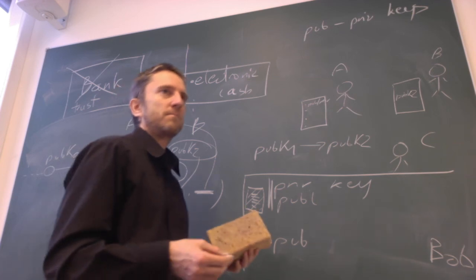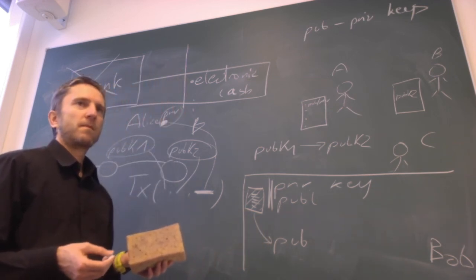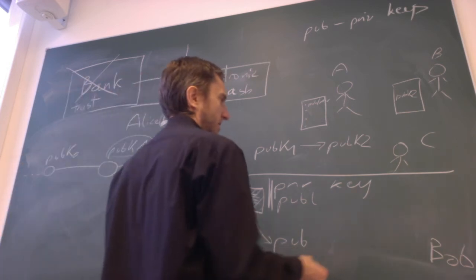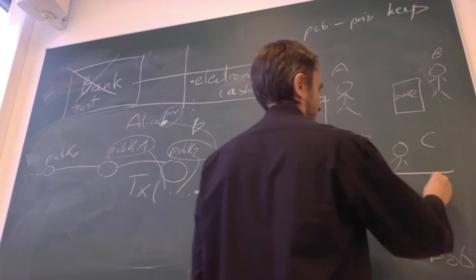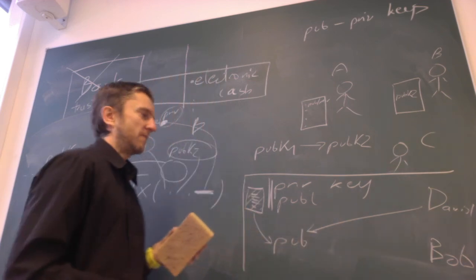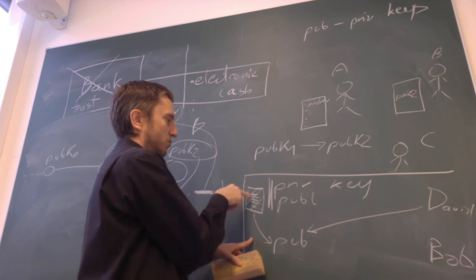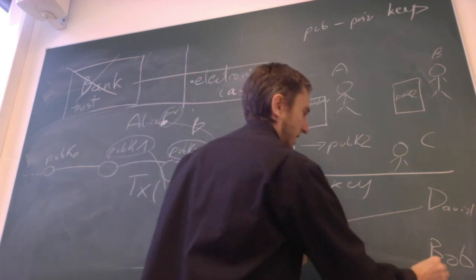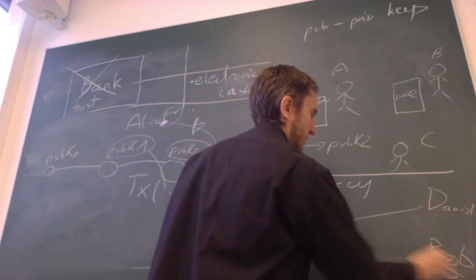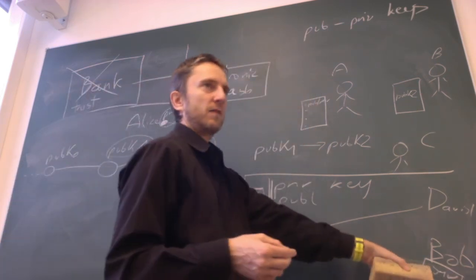One question. For example, there is David, and he has the public key. Can he decrypt the message from Alice? So there is David, and David has the public key too. Yes, David also has this public key. So for my message, David cannot decrypt it, because to decrypt it you need a private key, and only Bob has the private key, right? So to decrypt, you need a private key, right?